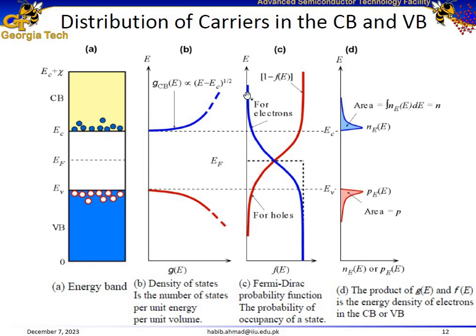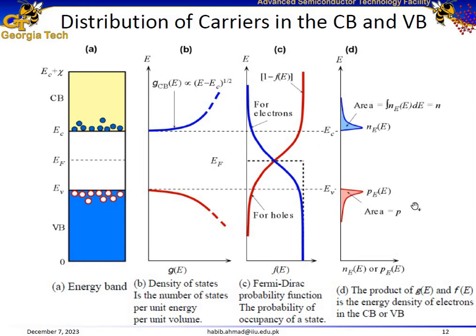Here is another plot of the Fermi-Dirac probability function, or the probability of electrons in the conduction band and valence band, and also the probability of holes in the conduction band and valence band. For electrons, we see that the probability that an electron occupies a state actually increases as we move from the conduction band to the valence band. It increases from 0% high into the conduction band to 100% deeper into the valence band.